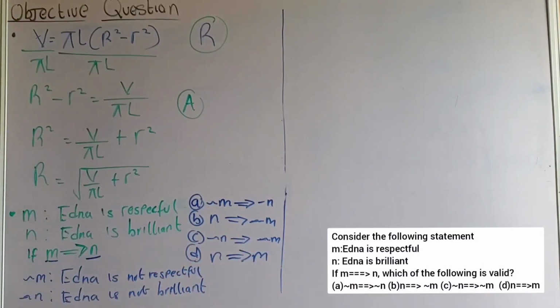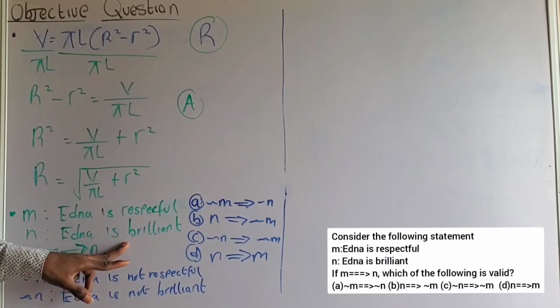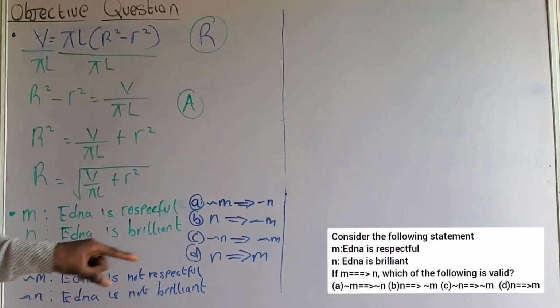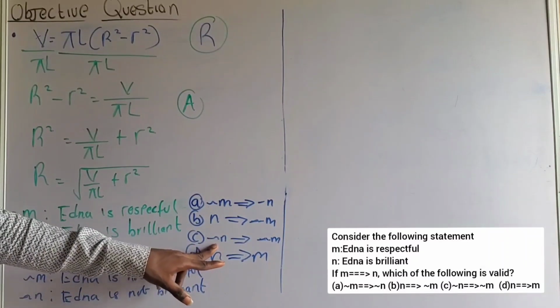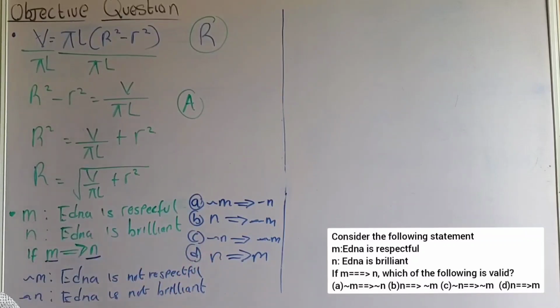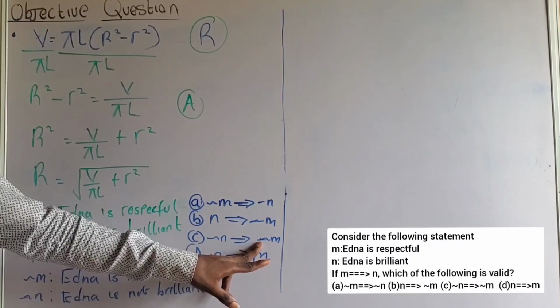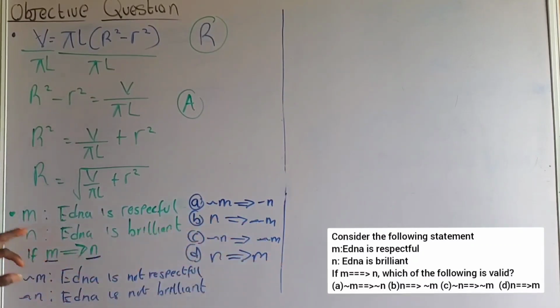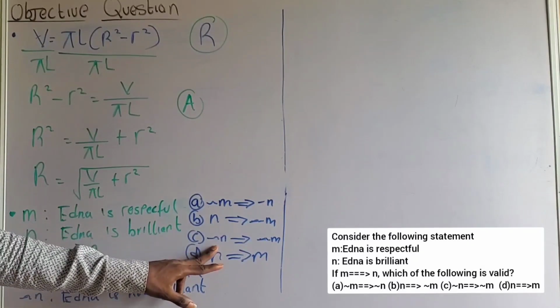Option C is the correct option. Why? Because if Ednan is respective, then it is brilliant, that means the contrapositive statement of this will be Ednan is not brilliant, and the reason why it's not brilliant is because it's not respective, based on what we have here. You understand? Okay, that is the correct answer. Option C is the correct answer. The contrapositive statement of M is this. Are you getting what I'm trying to say?